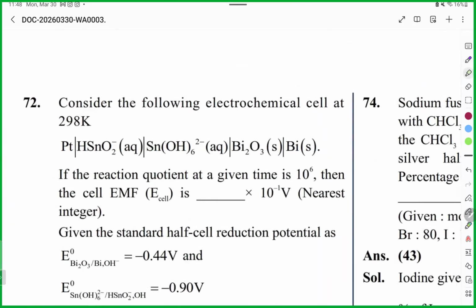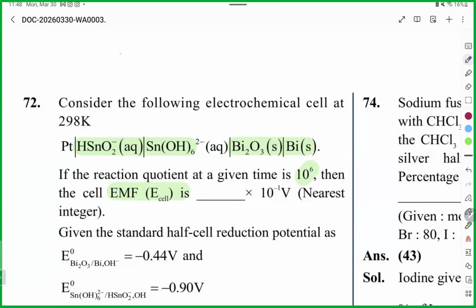Next. We had almost the same question before, I guess. No, with another guy. With the same guy we did. So this produces this and this. If the reaction coefficient is 10 raised to power 6, then what will be the EMF of this cell?